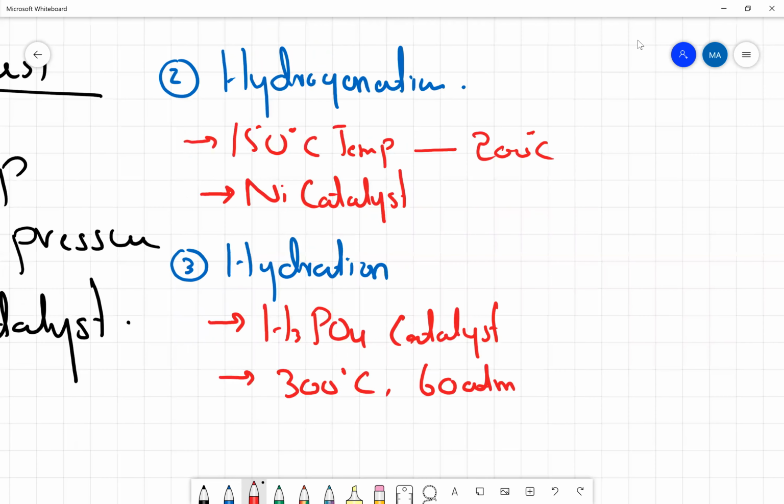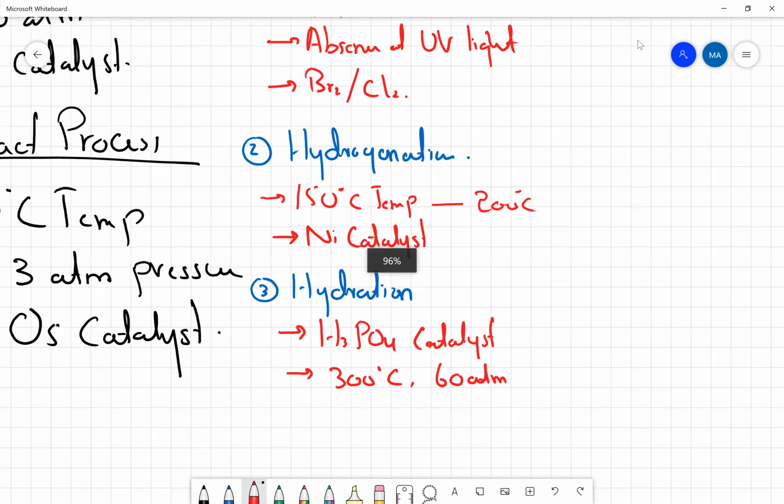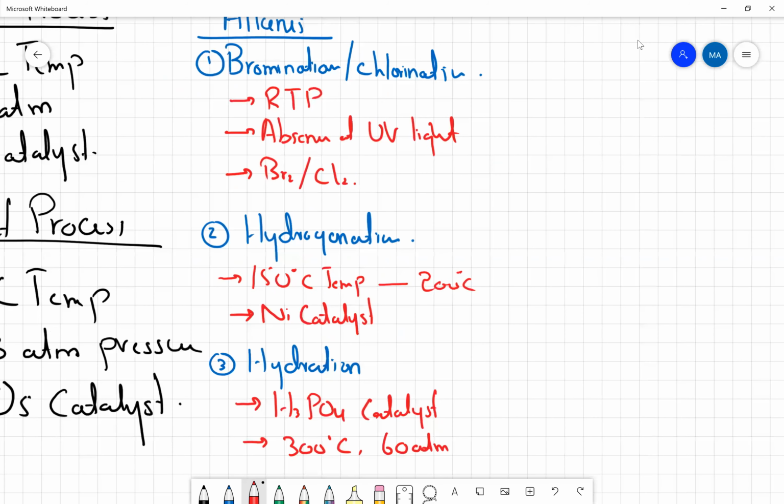And then the last addition reaction is the addition of hydrogen halides. You don't necessarily need to remember any catalyst or any other condition, just need to have the appropriate reactant. For example, if you're adding chlorine to an alkene, you need to have chlorine as a reactant. If you're adding bromine, iodine, you need to have bromine and iodine as reactants. So there's no specific reaction condition for addition of hydrogen halides.